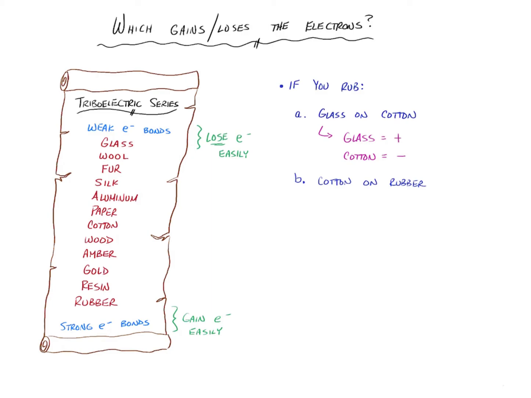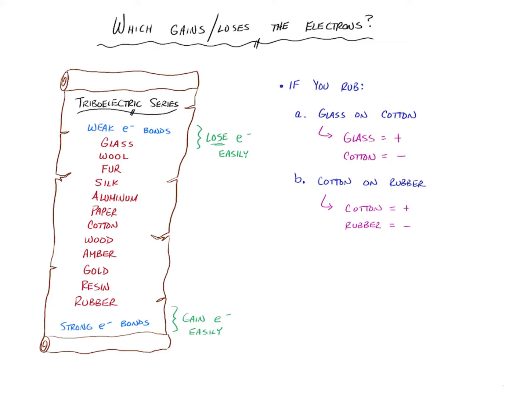So if you remember in example A, the glass became positive because it lost its electrons to cotton. But we have a slightly different situation here. If we look at this list, cotton is now actually the material that's higher up on the list when we're comparing it to rubber. So whereas cotton was beneath glass before and therefore took the electrons, well, rubber is actually further down the list than cotton. So now rubber is going to be the one that takes those electrons because it can form stronger bonds.